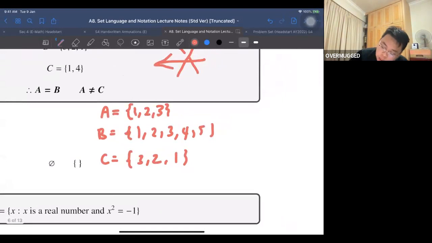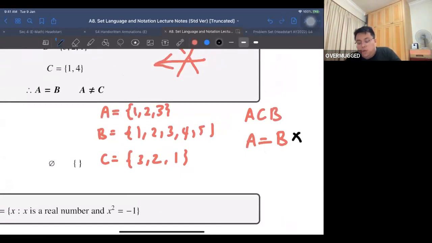Now, it is correct to say that A is a subset of B, but we cannot say that A equals B. This is definitely wrong. If you can see, it is true that A is a subset of B because every single element in A appears in B. But look carefully, in your B got a 4, got a 5. Are these 4 and 5 inside A? No. So that's why this direction works, this direction fails.